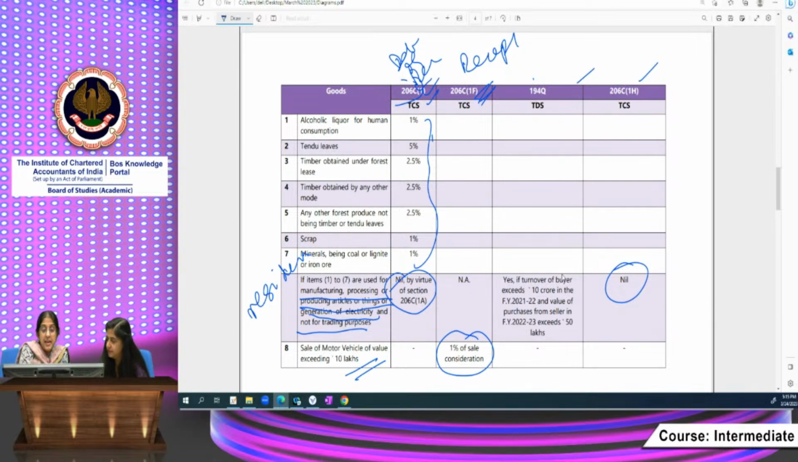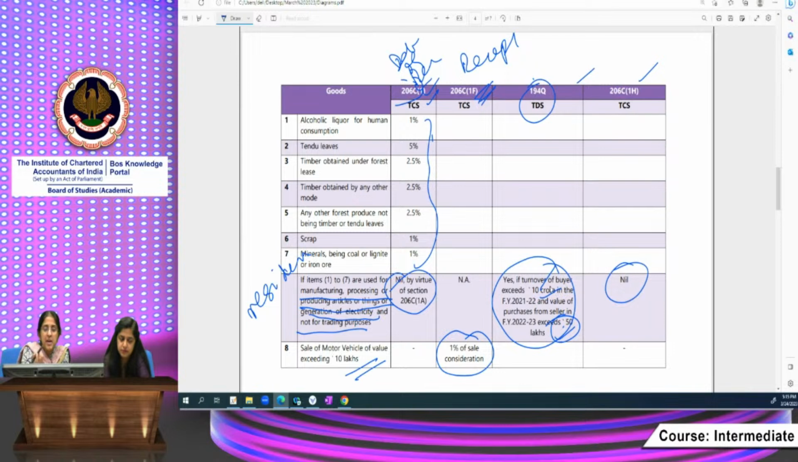But in the hands of the buyer, if the turnover of the buyer in the financial year exceeds 10 crore and the value of purchases exceed 50 lakhs, if both these conditions are satisfied, then TDS under 194Q is attracted at 0.1% of the consideration in excess of 50 lakhs. All these rates will not apply, but 0.1% in excess of 50 lakhs, provided the buyer's turnover exceeds 10 crore in the previous year. If the value is less than 50 lakhs, then no TDS, no TCS. Only if the value exceeds 50 lakhs.